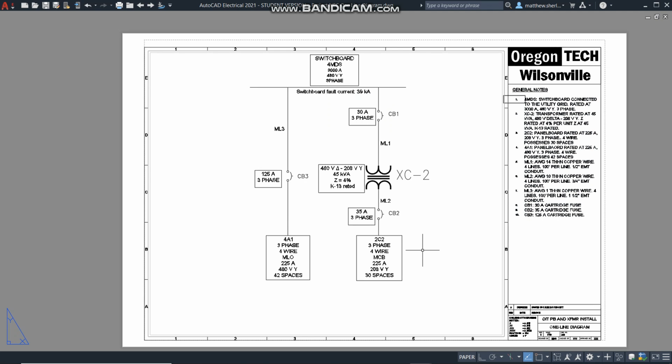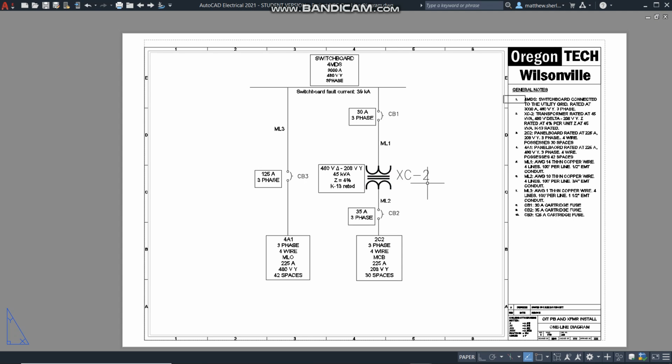Now, using the load schedule, the current demand of this 2C2 panel was over 27 amps, and the current demand of the 4A1 panel was over 107 amps. Now I multiplied those by 125% to get the conductor rating for those, and on this side of the 2C2 panel, that was going to take AWG 10 THHN wire to meet that current demand.